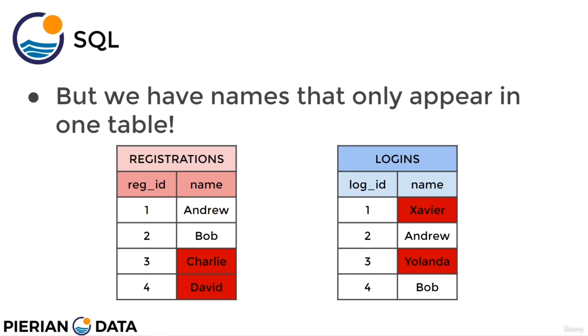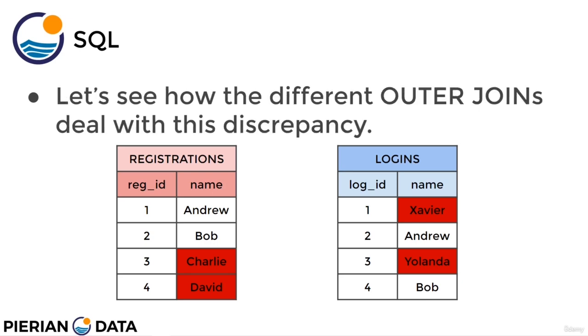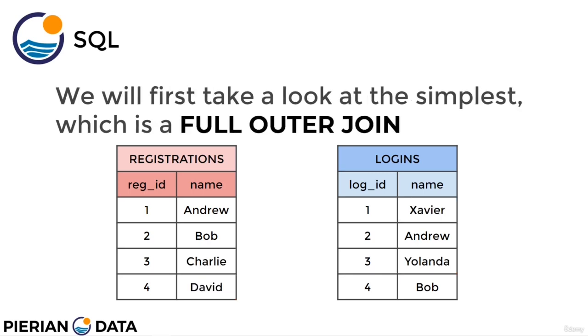However, keep in mind we have names that only appear in one table, and that is Charlie and David in registrations and Xavier and Yolanda in logins. So let's see how the different outer joins deal with this particular discrepancy. We're first going to take a look at the simplest, which is a full outer join. And this actually might be even easier to understand than an inner join.